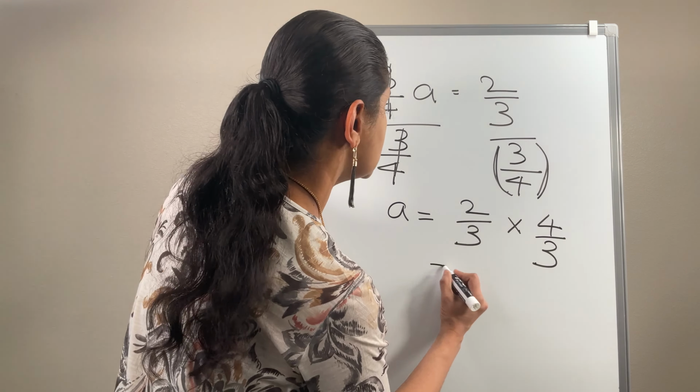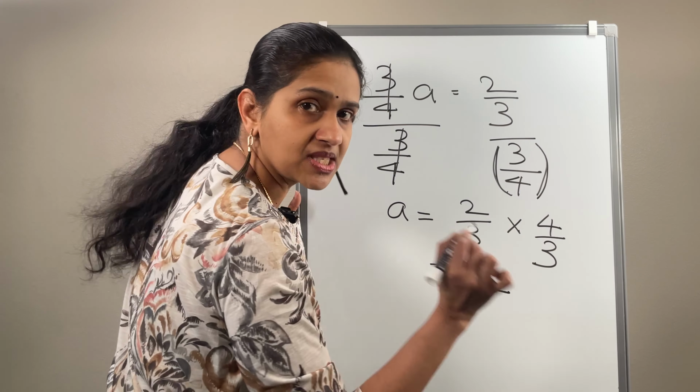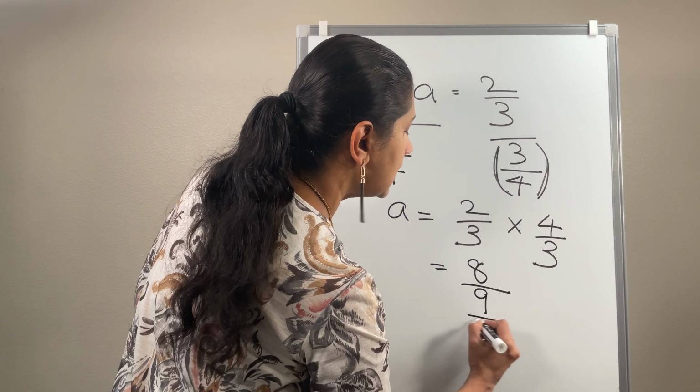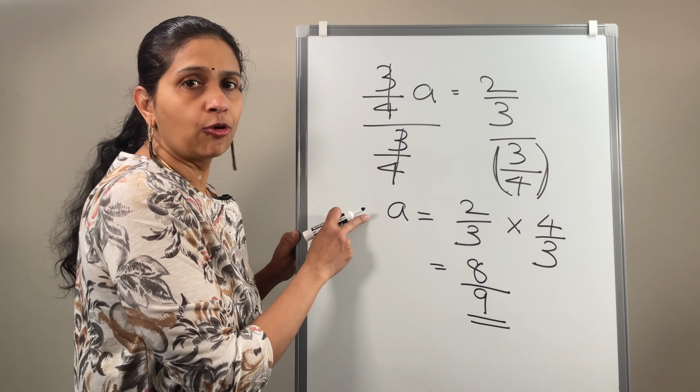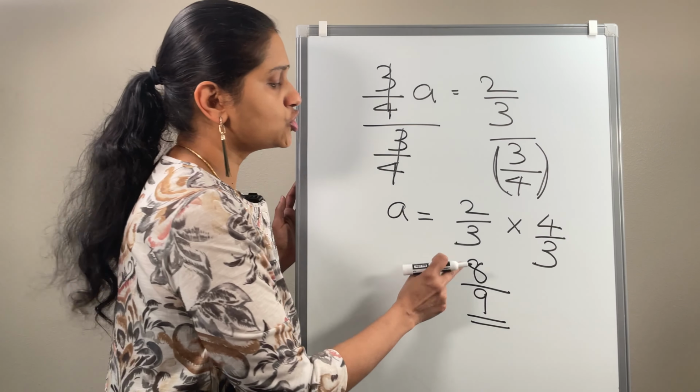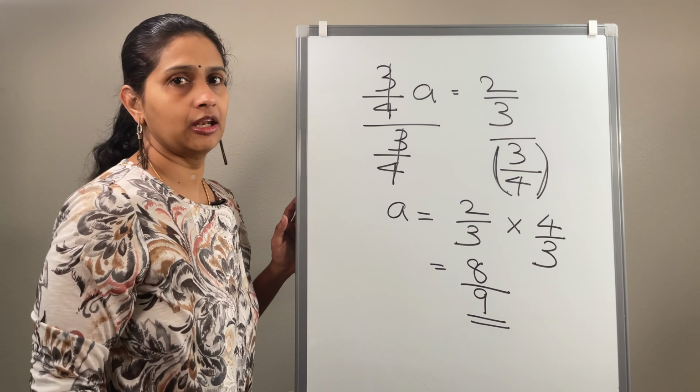Now, to solve this, for 2 times 4, multiply the numerators. 2 times 4 is going to be 8. 3 times 3 is going to be equal to 9. So, the value of a in this equation is going to be equal to 8/9.